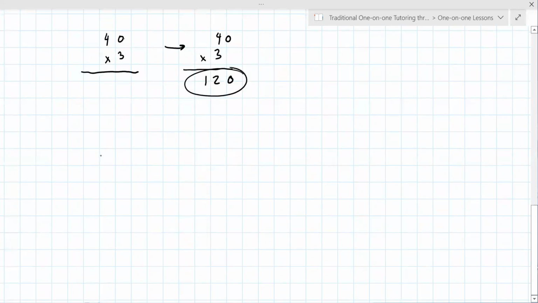Let's try another one here. What is 90 times 4? So first do 9 times 4. It is 40. No, wait, 36. 36, good. And then this 0 comes down with it. 360. Yes.